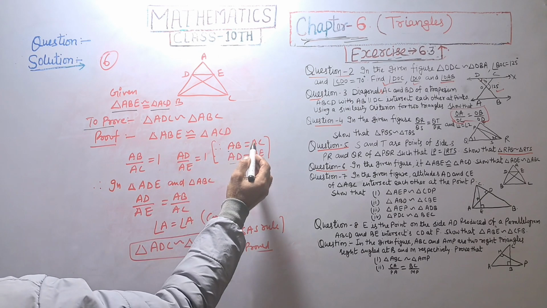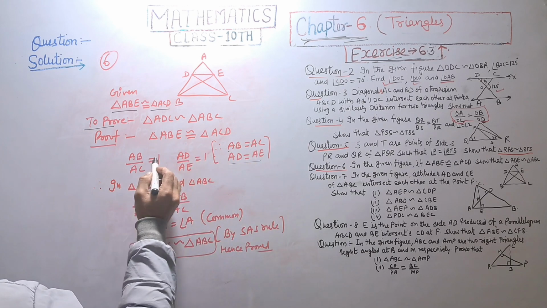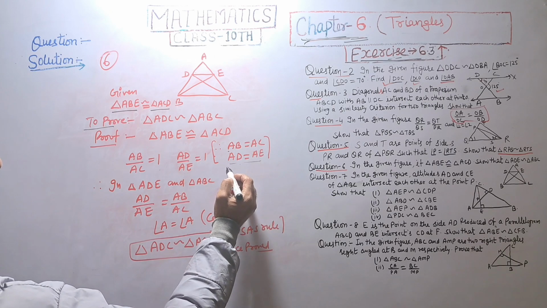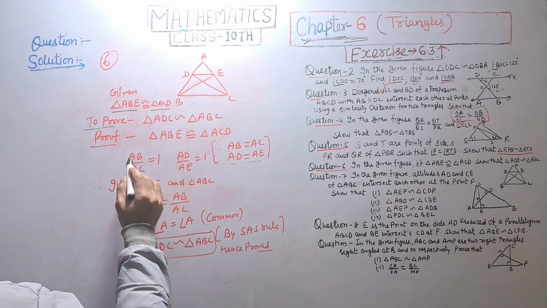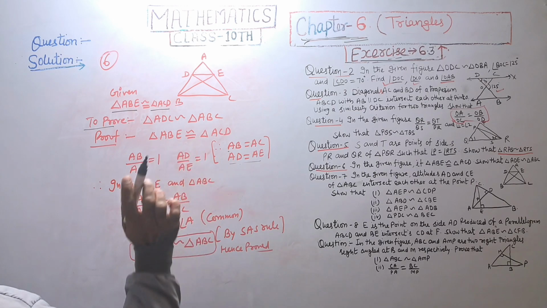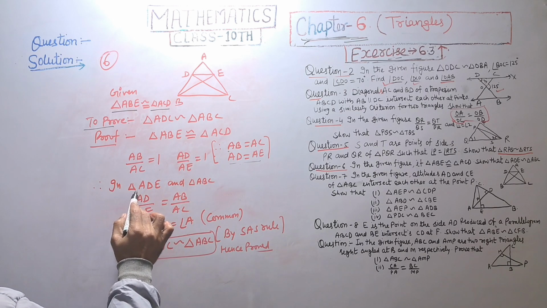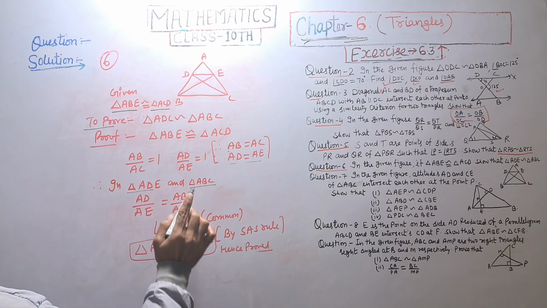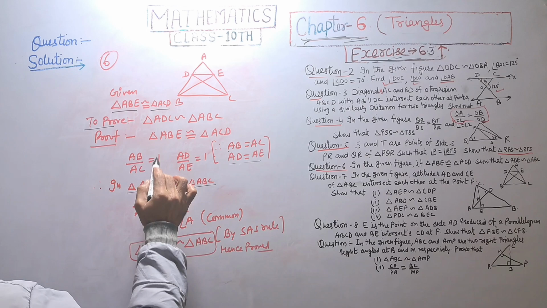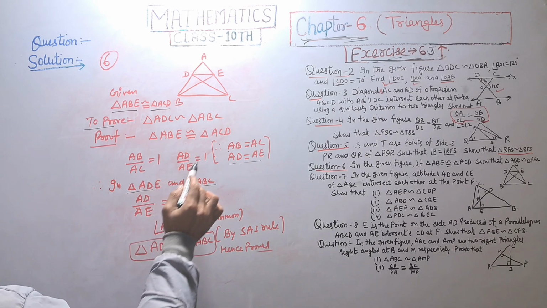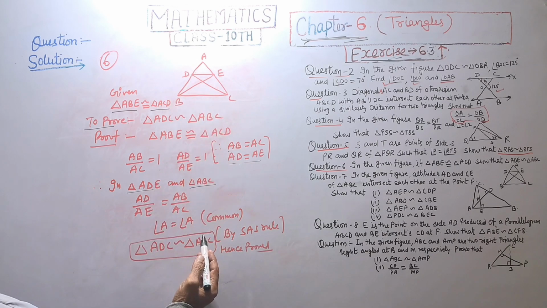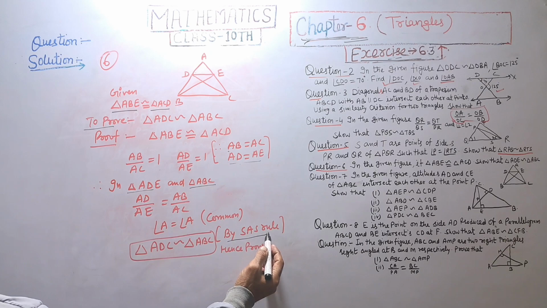Dividing AB by AC, we get AB upon AC is 1, and AD divided by AE, AD upon AE is equal to 1. And in triangle ADE and triangle ABC, AD upon AB is equal to AE upon AC, that is equal to 1, and angle A is common. Then by side angle side rule, hence proved.